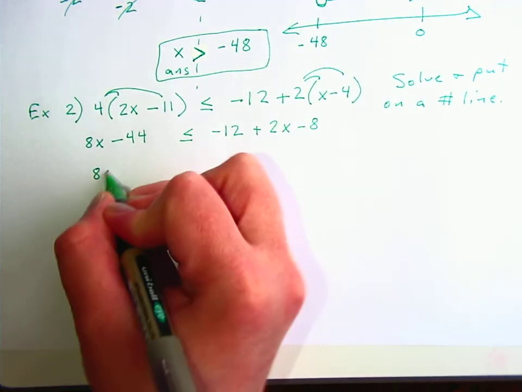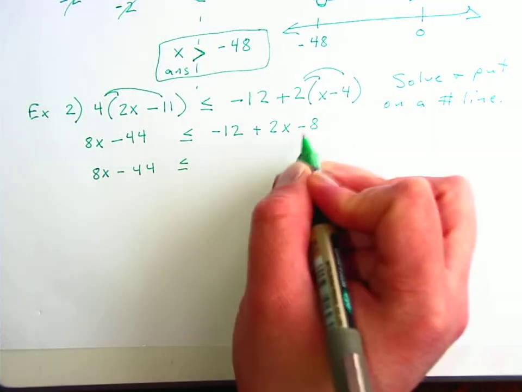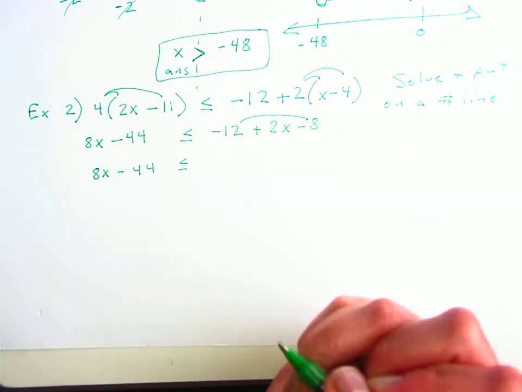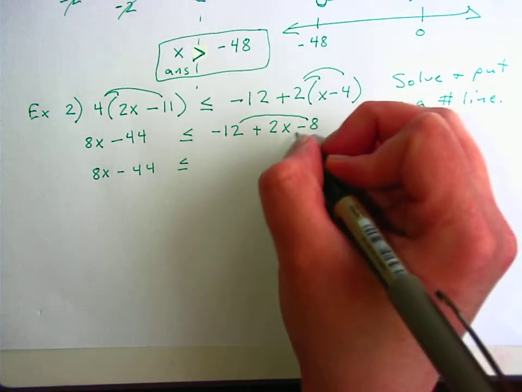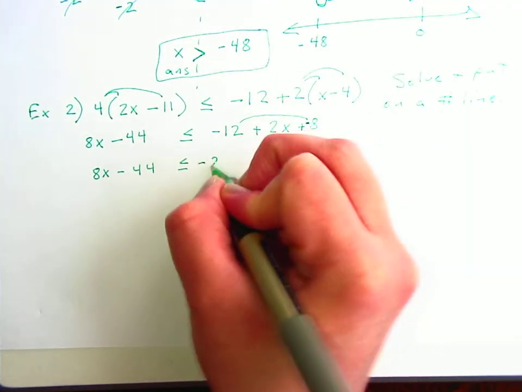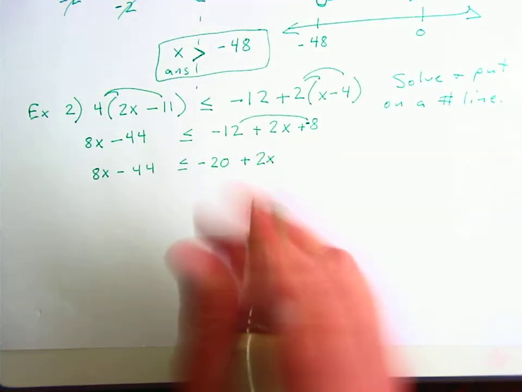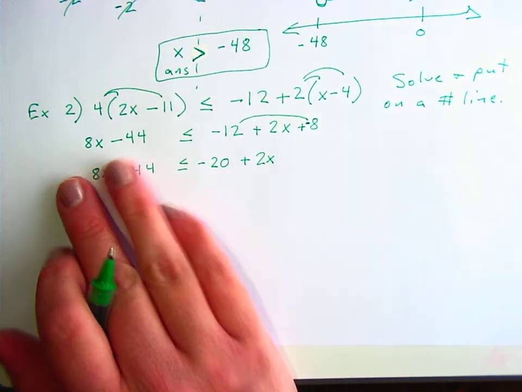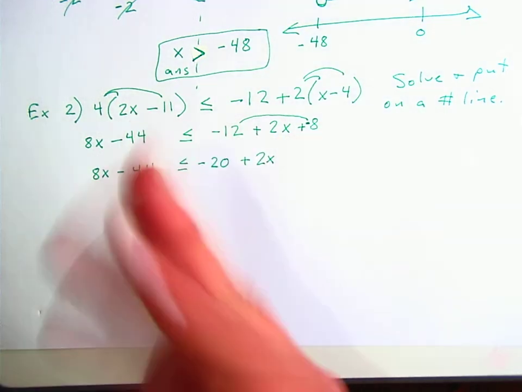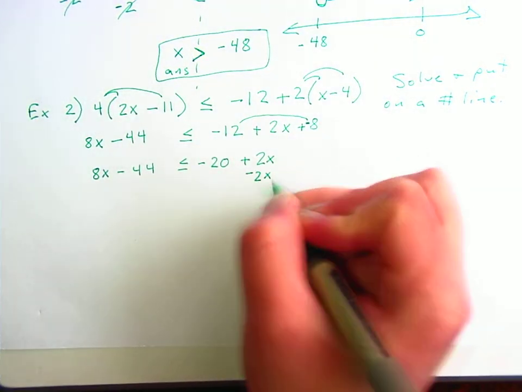So I'm going to leave the left side, 8x minus 44 is less than or equal to. Over here I'm going to combine these two because they're on the same side. And remember that's like plus a negative 8, so I've got negative 12 and negative 8 makes negative 20 plus 2x. All right, I'm going to get the x's on the left, even though you could get them on either side. It's just that at the end you'd have to flip your inequality to be able to read it. So I prefer getting them on the left.